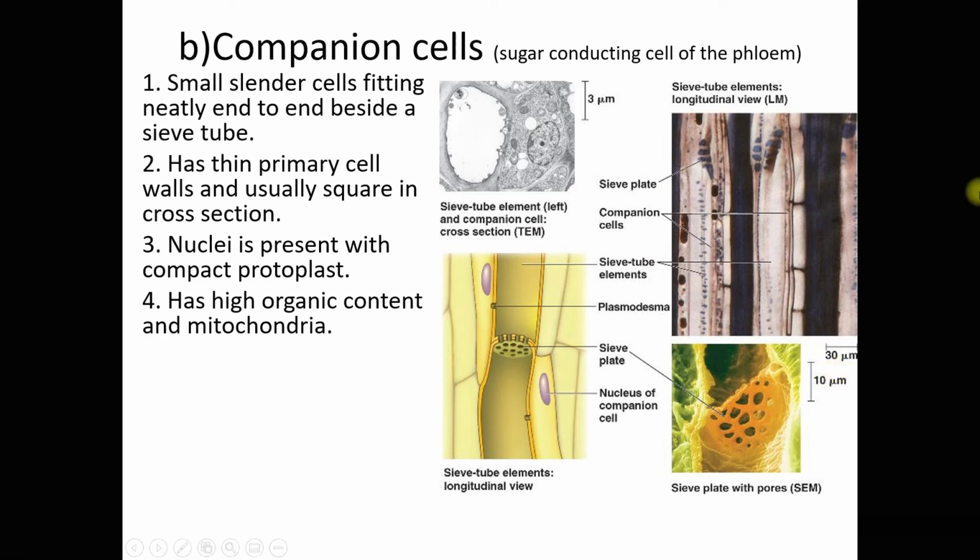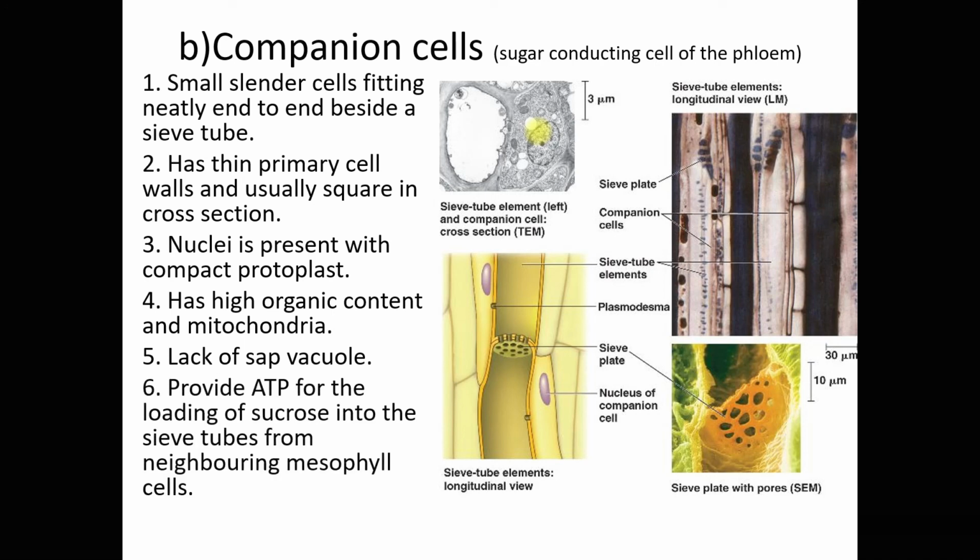Always remember, the companion cell has many mitochondria. It lacks a sap vacuole. Can you see? This is the companion cell, and this is the sieve element. Sorry, class. This is the companion cell, and this is the sieve tube element. In this cross section, it just so happened that the cut was made in such a way that this companion cell appears bigger than the sieve tube. Actually, the sieve tube lumen is bigger and wider compared with the diameter of this companion cell.